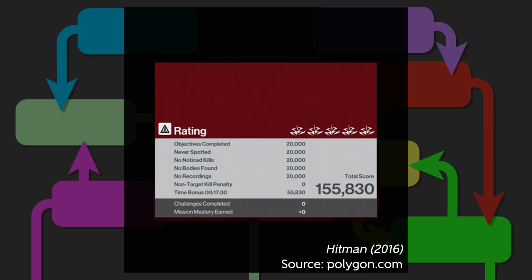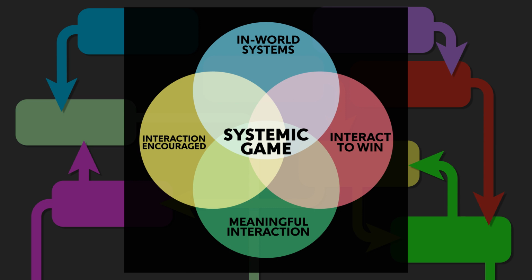They do this by putting stealth tools at your disposal, and by giving you a better mission rating for remaining undercover. It's not just that you can use the systems. The game's design guides you toward using them. When these factors all come together, a game can be defined as a systemic game. There may be some exceptions, but this is a good initial set of criteria to identify a systemic game.